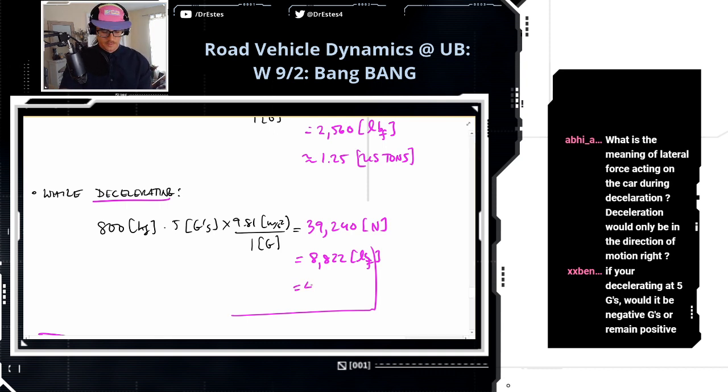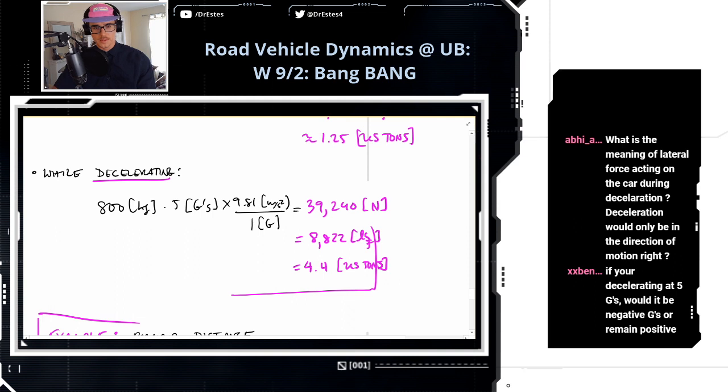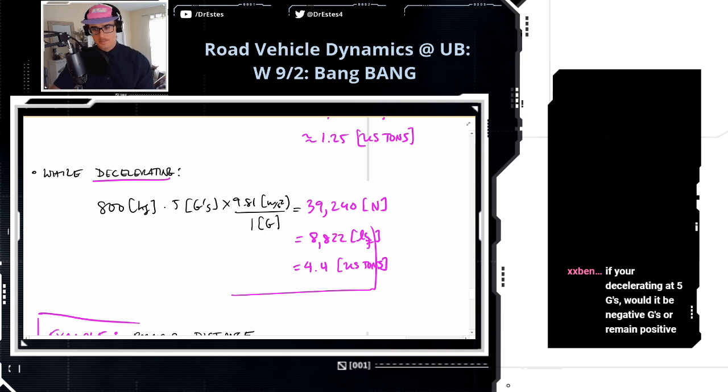All right, so this is like 4.4 US tons. Thank you for your questions, by the way. And I think a small elephant weighs about that much. So it's a lot of force being transmitted to the ground at the tire contact patch road interface.